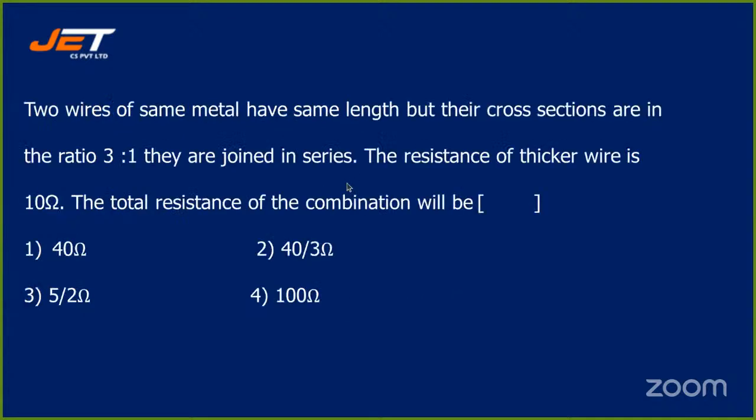Two wires of same metal have same length, but their cross sections are in the ratio of 3:1. They are joined in series. The resistance of thicker wire is 10 ohms. The total resistance of combination will be.